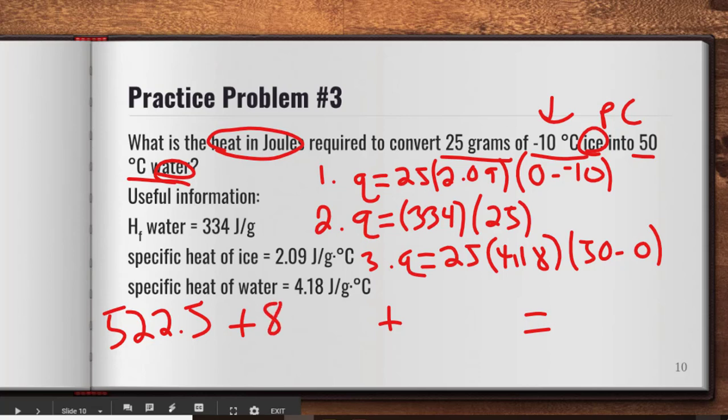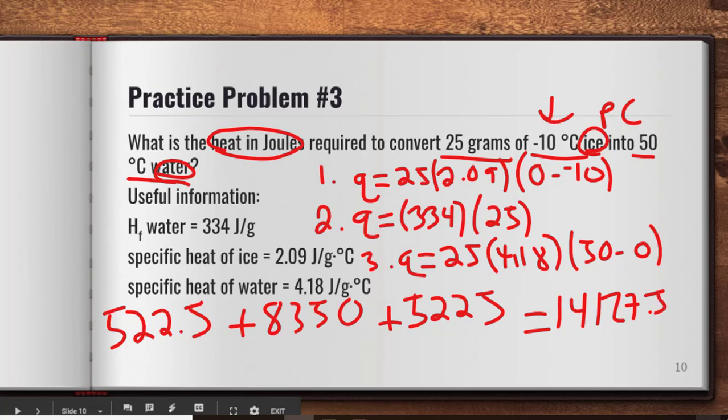Next one is 8,350 joules. And the last one is 5,225 joules. So then we just add them all up and solve. And our answer is 14,127.5 joules. Okay? So again, you need to make sure you read the question very carefully.